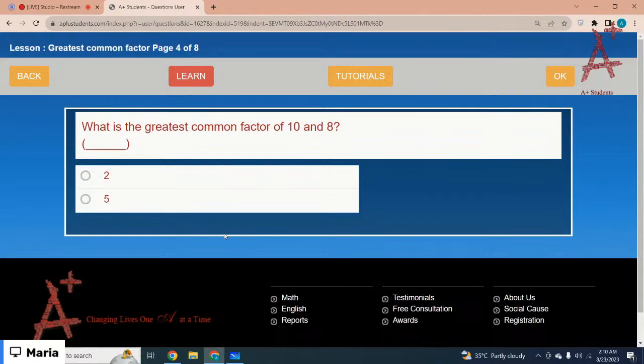2 is the only number that can divide both 10 and 8, right? 2 times 5 is 10 and 2 times 4 is 8. 5 cannot divide both the numbers. So if you are given the options, the correct option is the one that completely divides both the numbers. So here the GCF of 10 and 8 is 2, right? The correct option is 2.